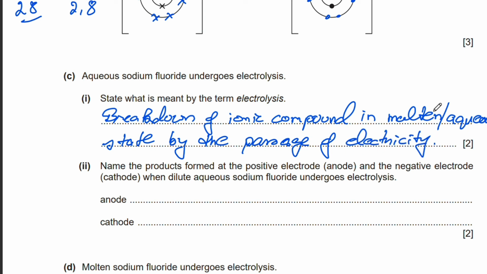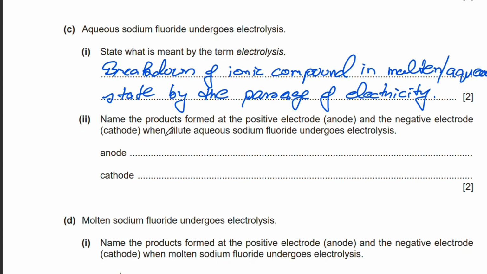This is called electrolysis. That's how you define electrolysis. Okay, name the products formed at the positive electrode (anode) and the negative electrode (cathode) when dilute aqueous sodium fluoride undergoes electrolysis. So first of all, we have to understand that it is dilute, means it contains water. So what are the ions present? Ions present are Na+, F-, and H+, OH-.